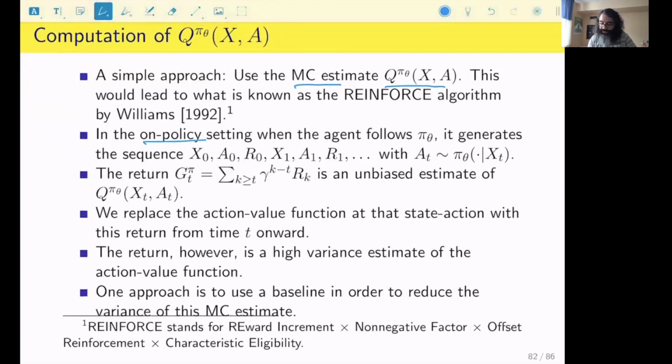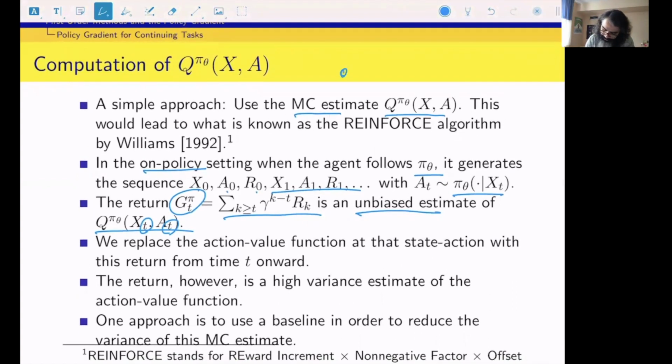We are in the on-policy setting, and the agent is following policy pi theta. It generates x0, a0, r0, and so on, where actions are coming from that policy. If we have this sequence, we can define a return. The return at time t is the discounted reward that we get from time t up to infinity. The good thing about the return is that it is an unbiased estimate of the value function at xt and at. So essentially, you can think of it like this.